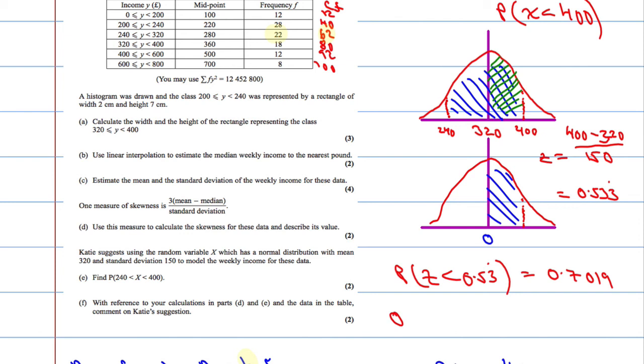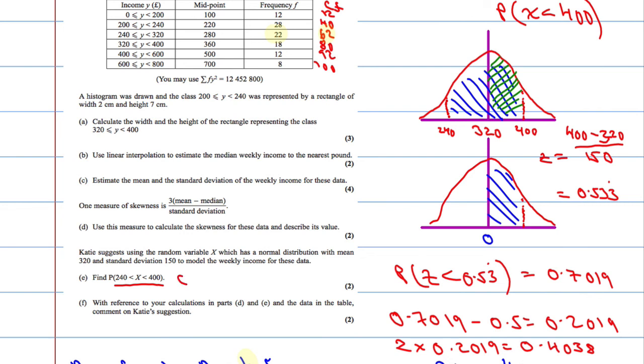So 0.7019 take away 0.5 equals 0.2019, and then we're going to double my answer. So if I double this, it's going to give me what we were looking for. So 2 times 0.2019 is going to give me 0.4038. So the probability that X is between 240 and 400 is 0.4038.